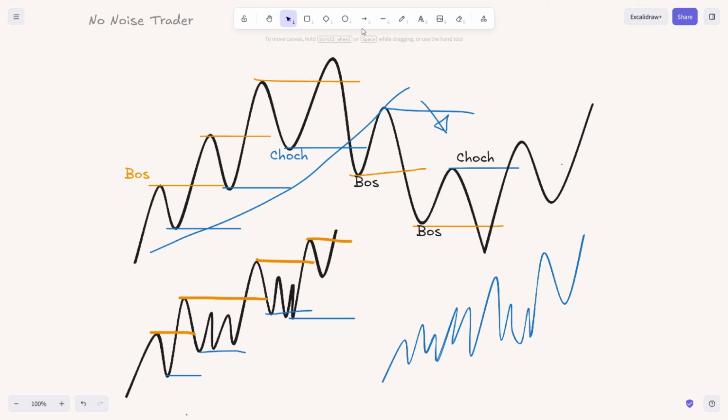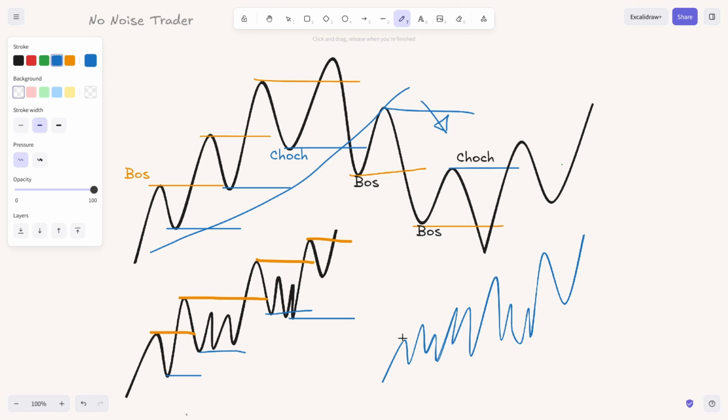And in this price, you are going to lose a lot. So here is the break of structure, break of structure, break of structure, and we are looking at the lows. Low here, break of structure, low here, break of structure, low here. So in this case, we wouldn't trade on those little breaks in here.